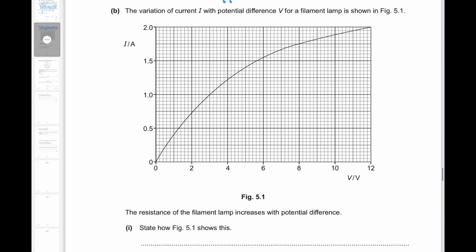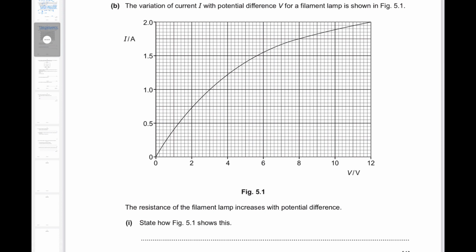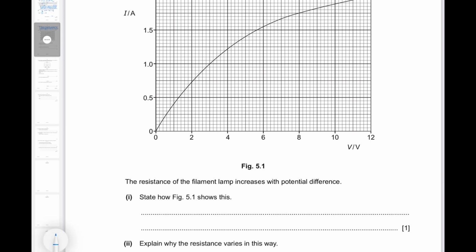B. The variation of current with potential difference for a filament lamp is shown in figure 5.1. The resistance of the filament lamp increases with potential difference. 1. State how figure 5.1 shows this. So resistance is equal to voltage divided by the current, and as voltage increases, this ratio of voltage to current increases in the graph, which is why resistance increases.